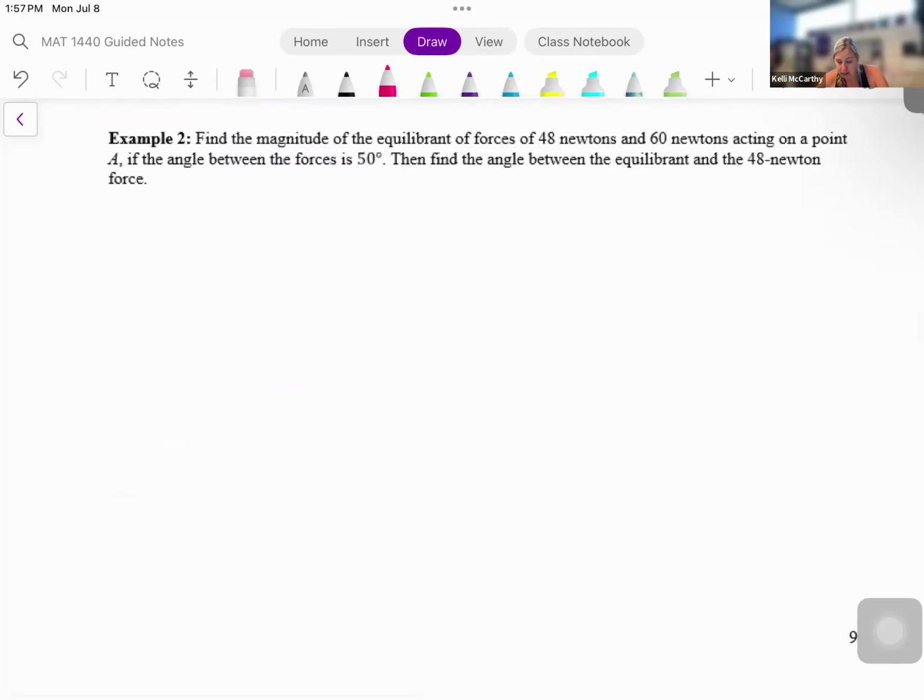Find the magnitude of the equilibrant of forces of 48 newtons and 60 newtons acting on a point A if the angle between the forces is 50 degrees. Then find the angle between the equilibrant and the 48 Newton force. So we want to start by drawing our two forces of 48 and 60 newtons with an angle between them of 50 degrees.